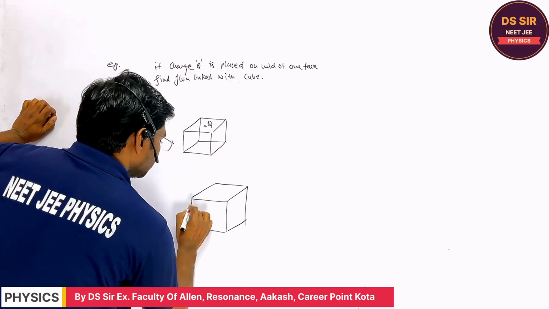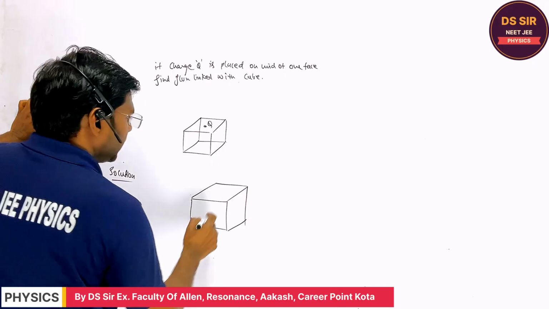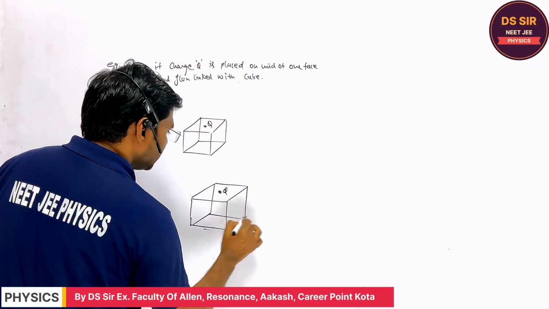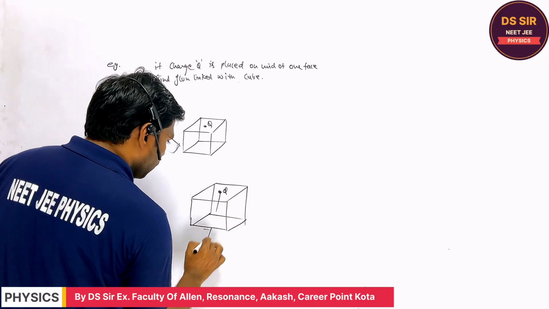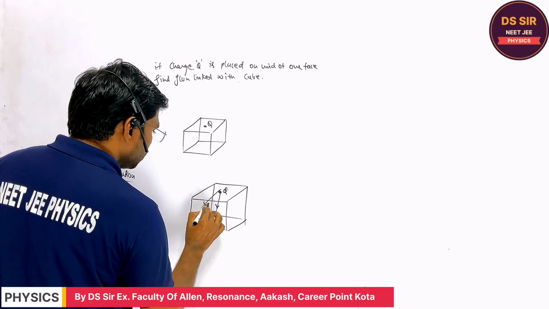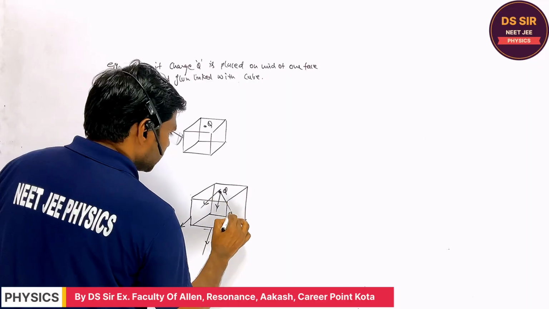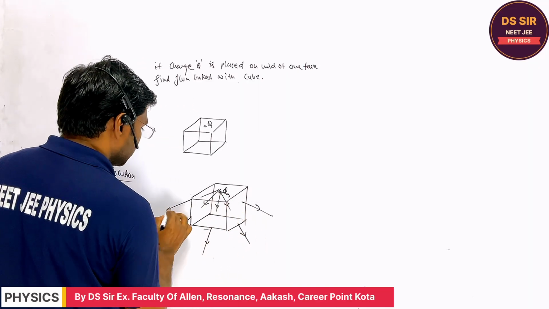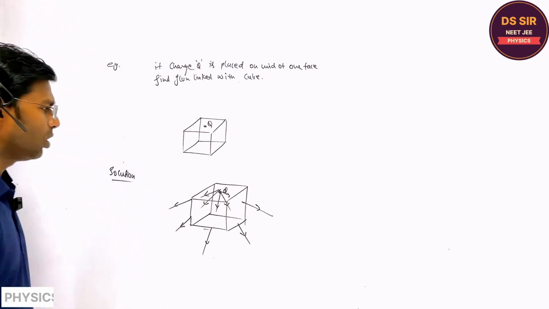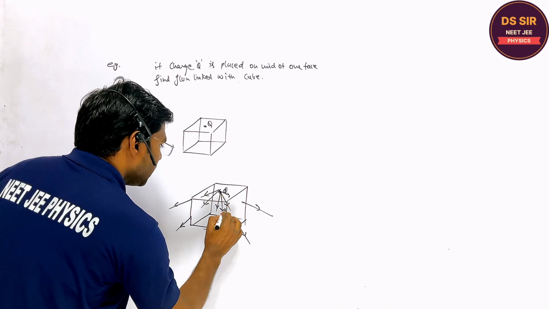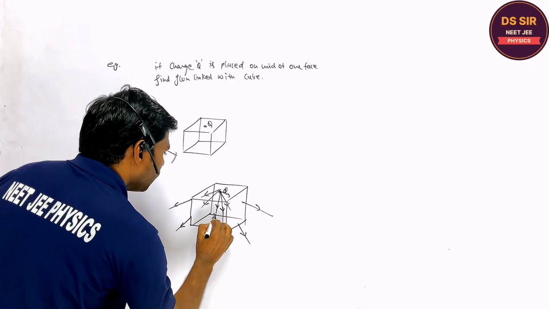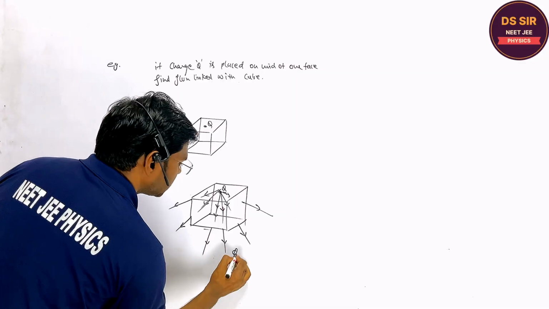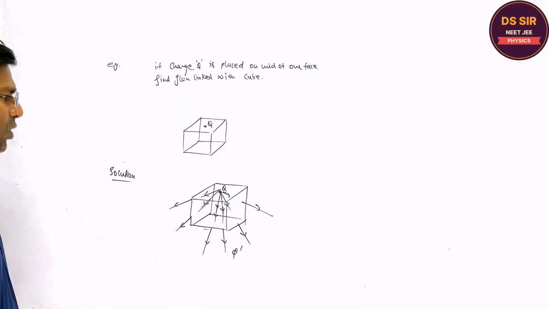In this way you can think. Fine. Like this, the charge q is placed over here. So if charge q is placed over here like this, the flux will be passing through this cube in this way, in this way, in this way. Is it clear or not? So this is the flux linked with the cube. Is it clear or not, you tell? So this is supposed to be the phi dash, right?